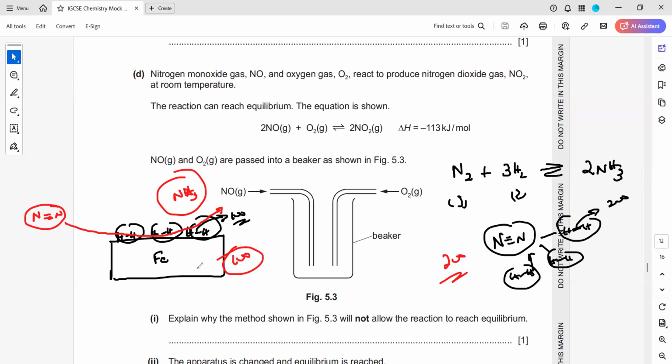But again, this is not part of the syllabus at all. They will never ask you how a catalyst works. This is just information I added.